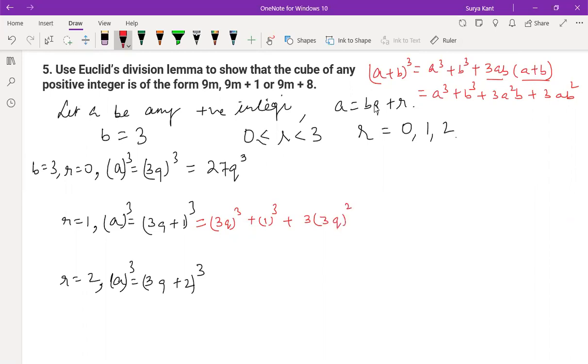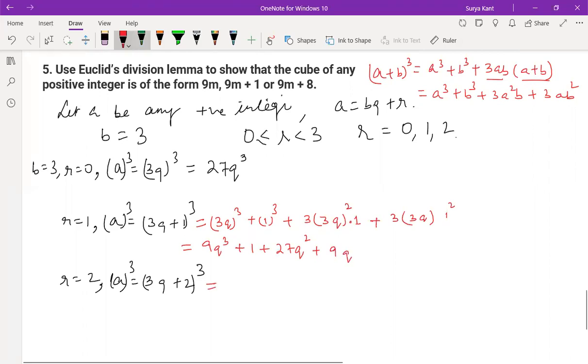3a²b, that is 1. Then plus 3ab². So what can we write here again? 9³ plus 1 plus 3 3s are 9, 2 9 3s are 27q² plus 3 3s are 9q. And last one, what do you get? You can get here (3q+1)³.